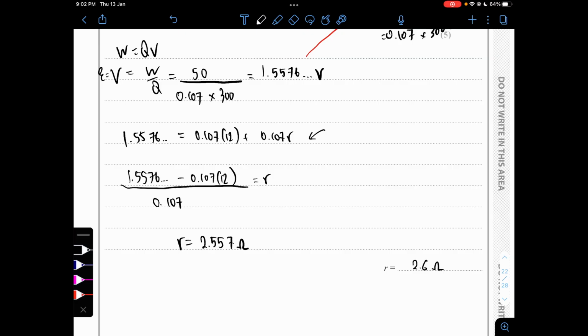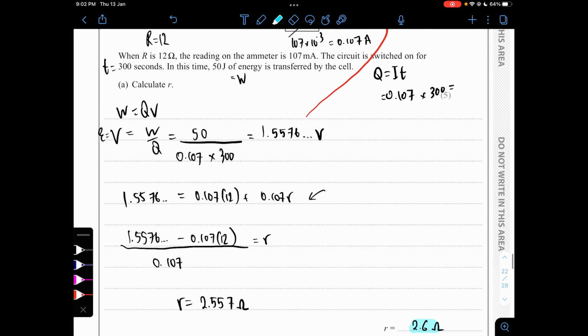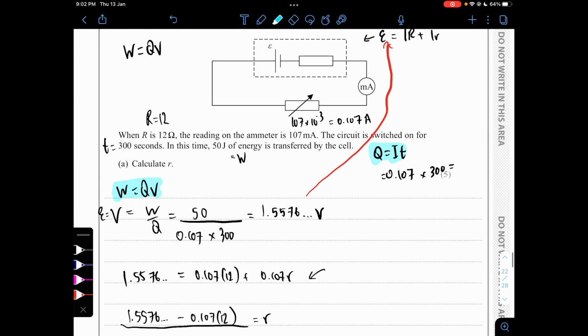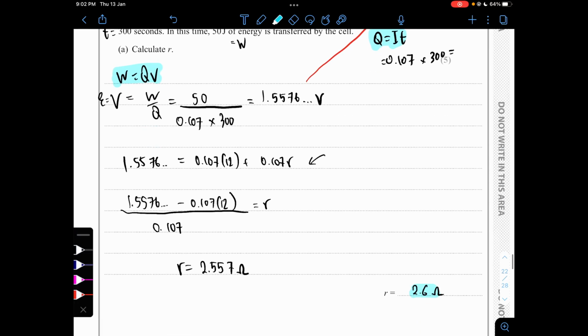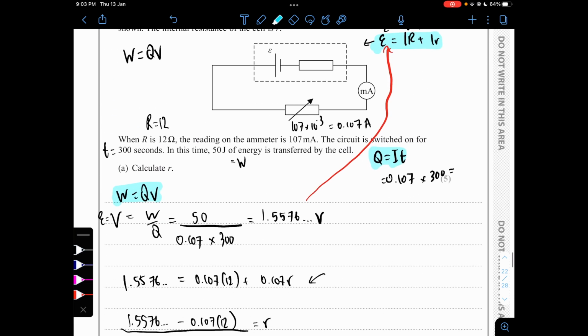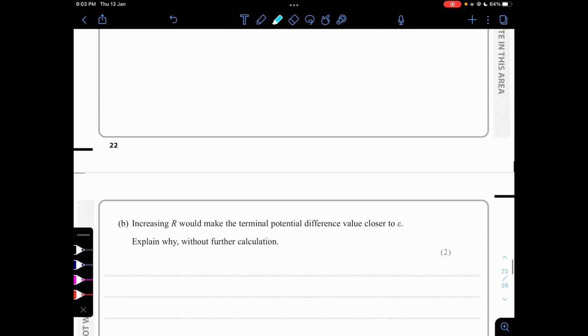but we can round to 2.6 ohms. Right? So 1 mark for using Q equals IT, 1 mark for using W equals QV, 1 mark for using E equals IR plus big R, and 1 mark for getting this R, and 1 mark to get the right answer. Alright, let's move on to part B.